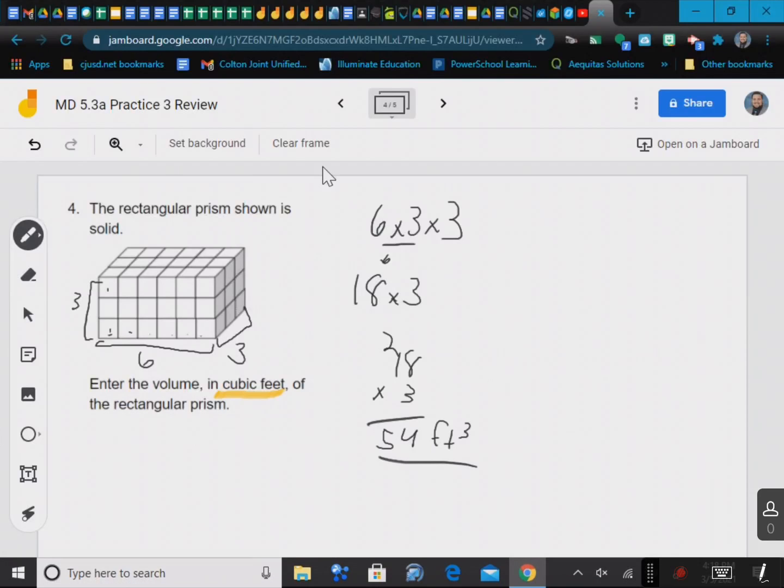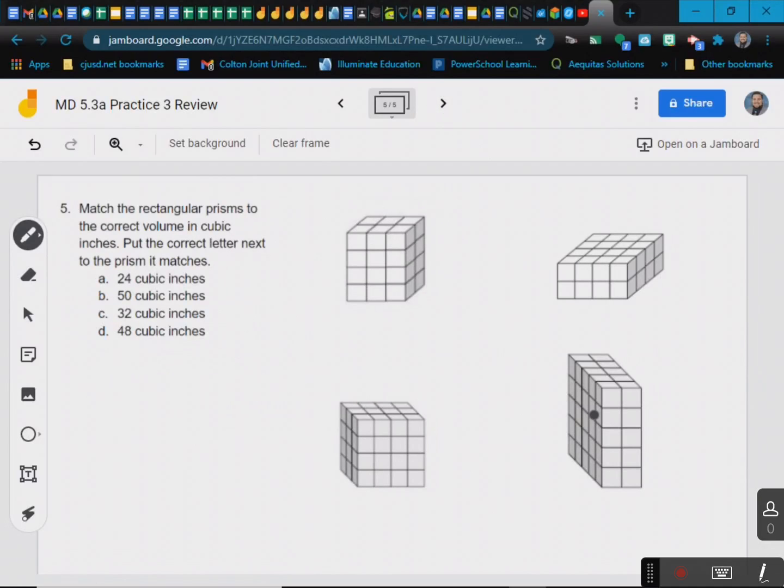Okay? All right, number 5 seems tricky, but it's not. It's just multiple problems packed into one. It's a matching game. So you're going to say, which one of these has 24 cubic inches? Which one has 50? Which one has 32? And which one has 48? When I find it, I'll put the letter next to it and cross it out. That's all I'm going to do.